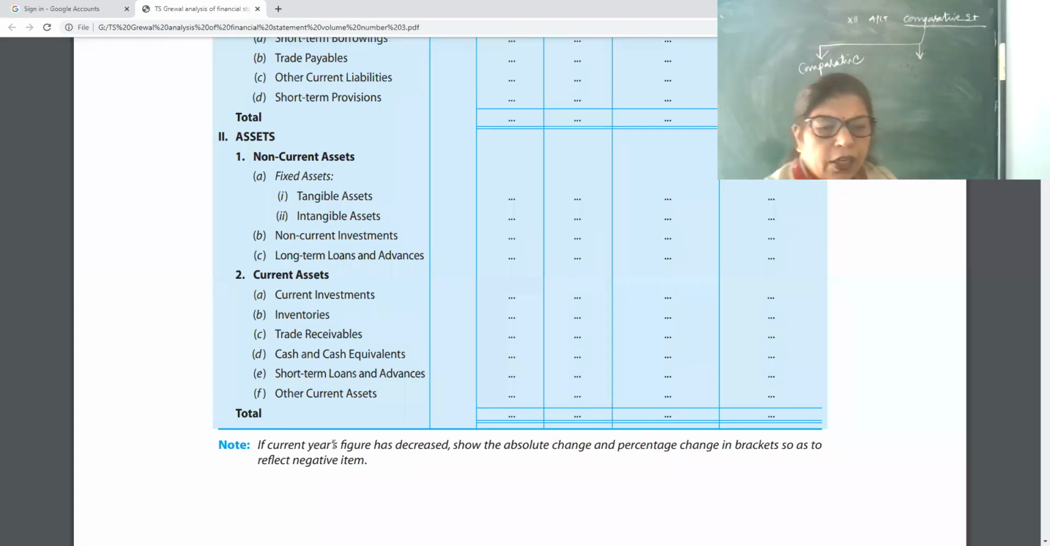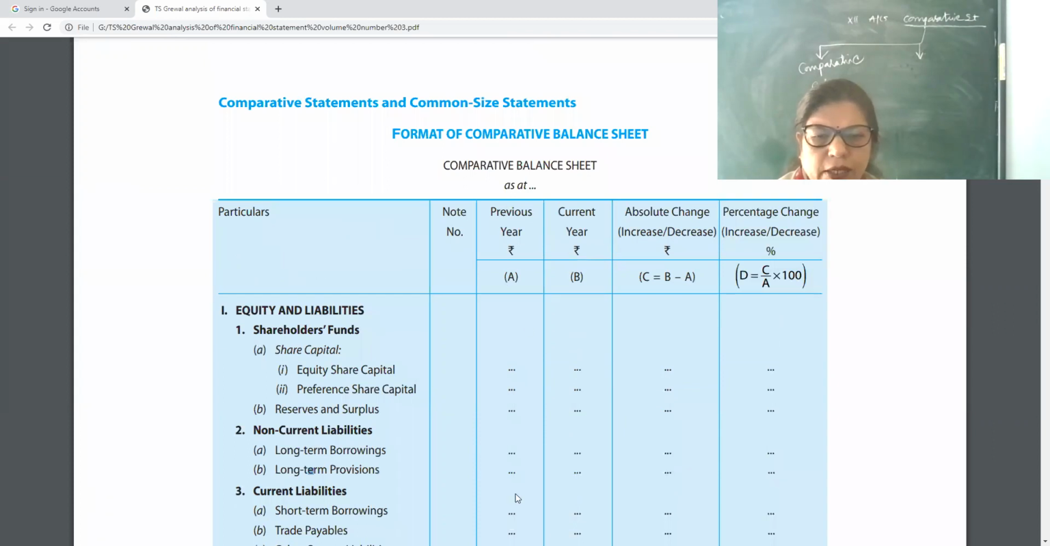Now note, if the current year's figure has decreased, show the absolute change and percentage change in brackets so as to reflect negative items. See, my dear children, in this type of question, please don't write the minus sign. In place of minus, you have to put that amount in brackets, which indicates negative items. Okay? So here, now see, previous year's data, current year's data. Now see absolute change.